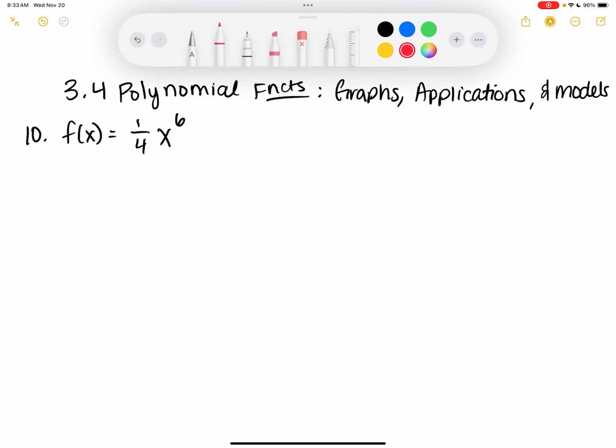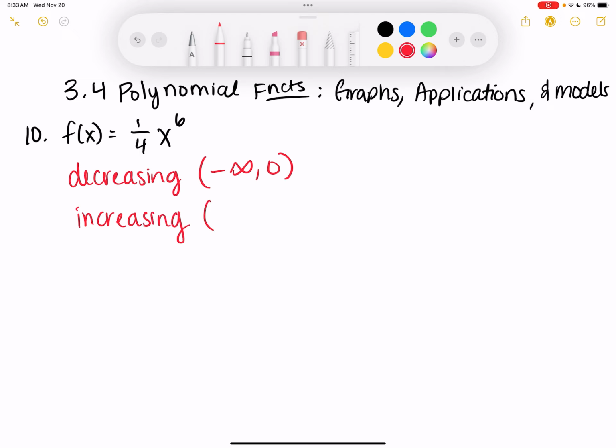So it is decreasing, I would say, so decreasing is where the graph is going down, nothing crazy. So I would say from negative infinity to 0, so that we're looking at the x values. So negative infinity to 0. And then increasing from 0 to infinity.